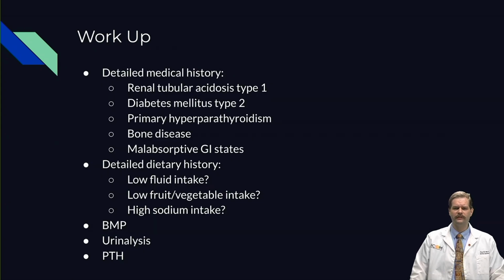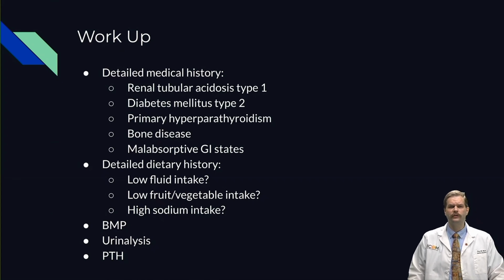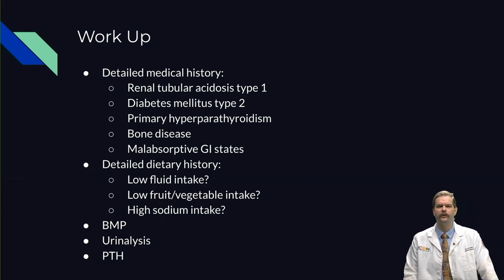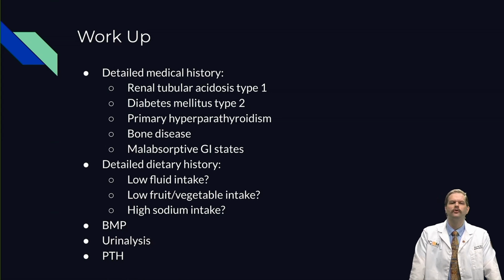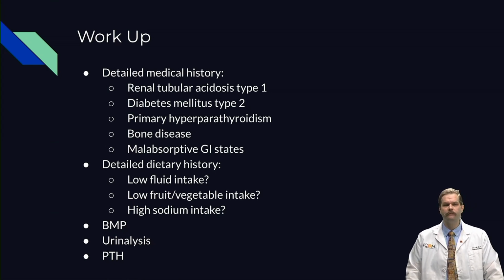The first thing that must be considered is the severity of the kidney stones and whether urgent intervention is needed. When stones are suspected, clinicians should perform a detailed medical and dietary history and obtain a serum chemistry and urinalysis. A detailed medical history could reveal a predisposition towards developing stones, with conditions such as renal tubular acidosis type 1, diabetes mellitus type 2, primary hyperparathyroidism, bone disease, and malabsorptive gastrointestinal states due to gastric bypass and various other surgeries. Contributory dietary history includes low fluid intake, low fruit and vegetable intake, and high sodium intake.